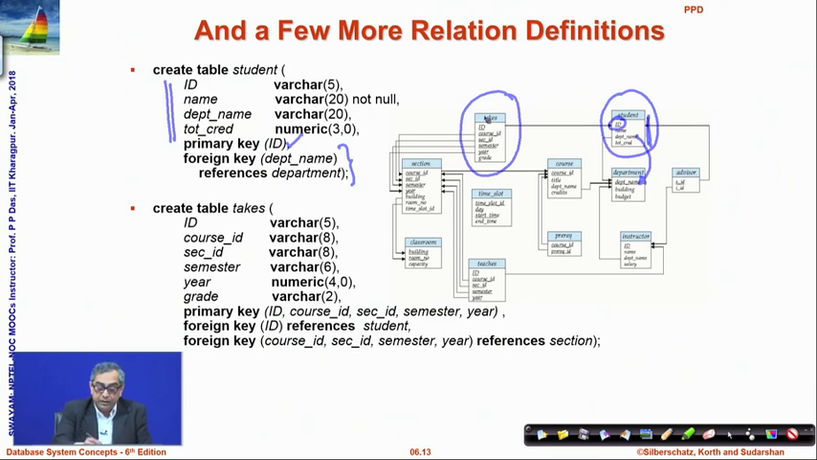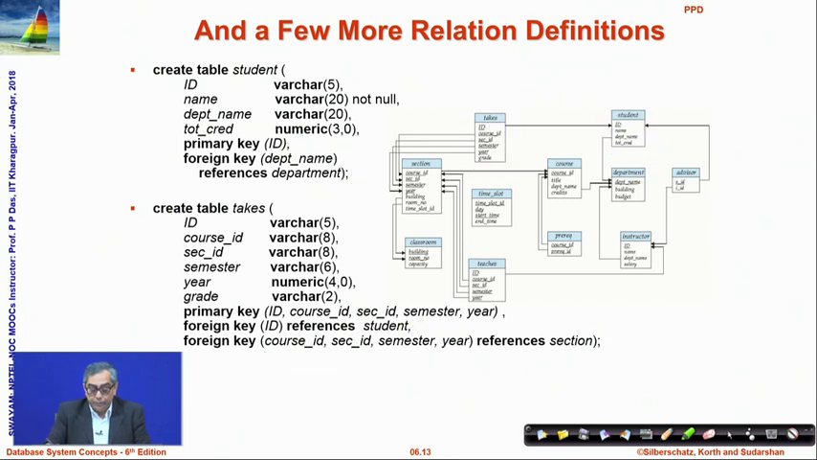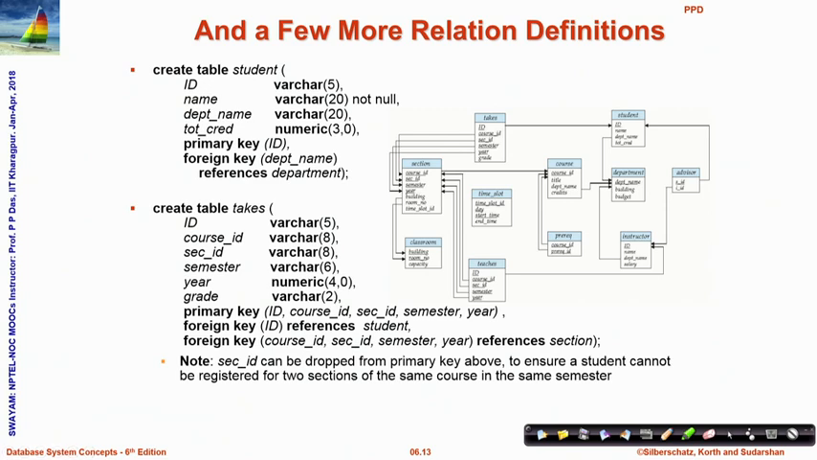It relates different fields, but it has two kinds of primary foreign keys: one that relates to the student through the ID, and this combination of attributes which refer to the section. So, this is how different tables can be created using the data definition language.